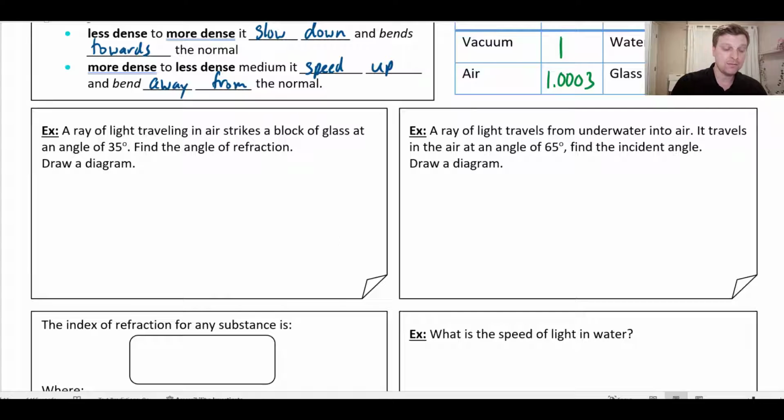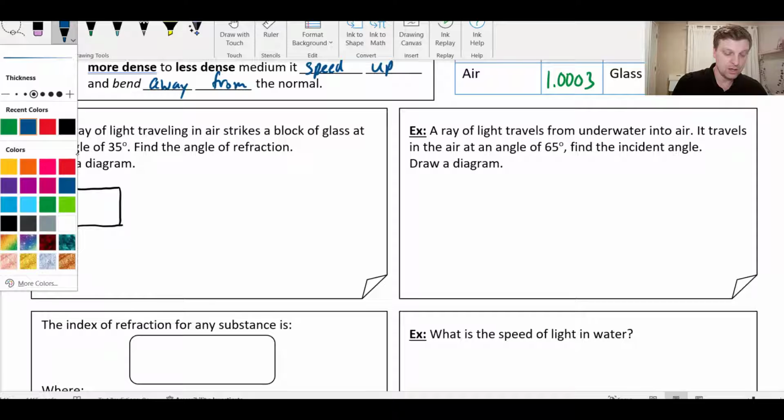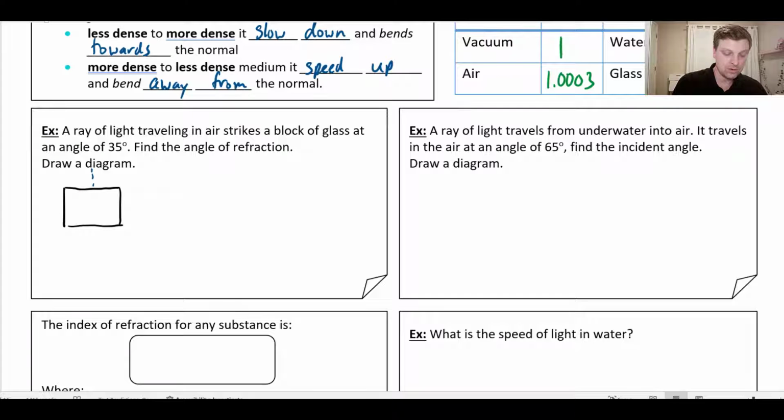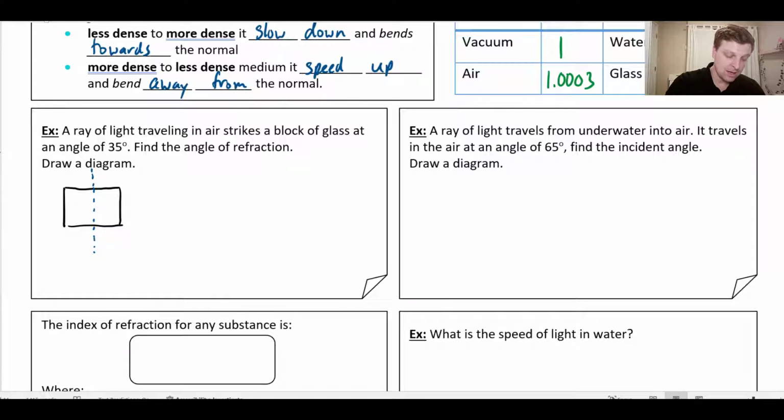Find the angle of refraction and draw a picture. Okay, exciting times. So I'm going to just sketch out a little diagram here. I've got a block of glass, and it's helpful to draw in our normal line. So we've got a normal line that goes through. And I've got my incoming ray here, strikes the glass, and this is a 35-degree angle. And I'm already short on space, but that's okay.